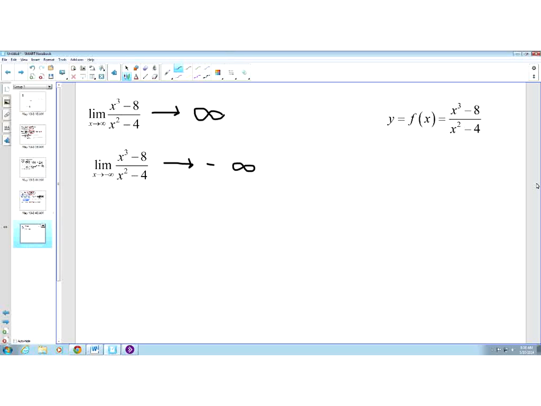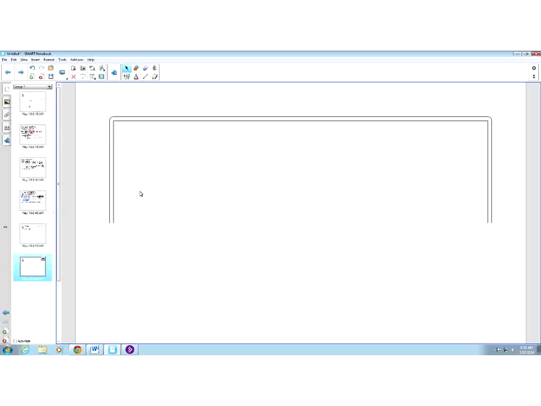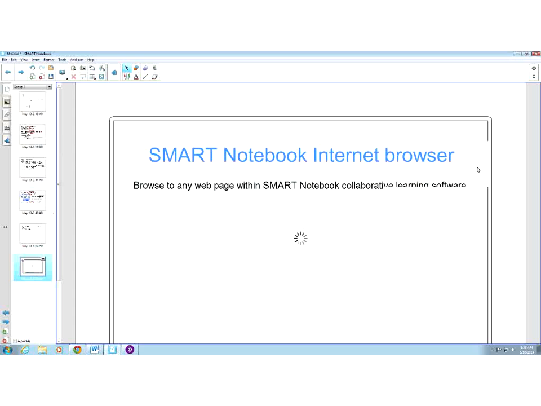All right, so let me pull up the graphing calculator. I'll do that on the next page. So let me insert a browser, go to my online graphing calculator.